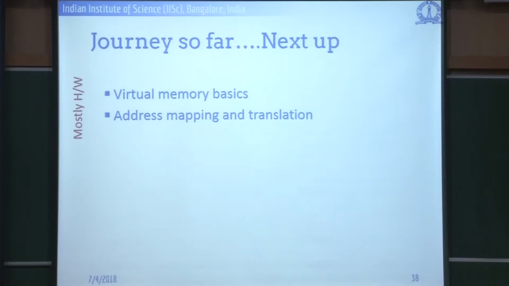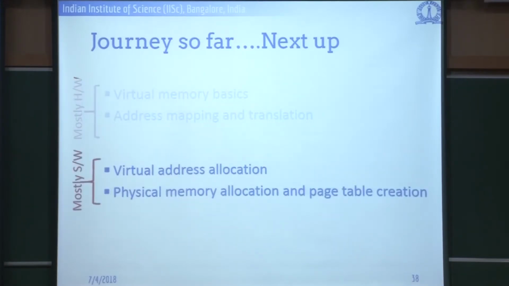Next, we will see how virtual address allocation happens and what the role of the operating system is in that. And then we'll talk about how physical memory allocation happens and the page tables are created. Because there are two types of addresses: virtual addresses that need to be allocated, and physical memory that needs to be reserved to back those virtual addresses. Then you have to update the page table to note the mapping. These are all the operating system's responsibility.